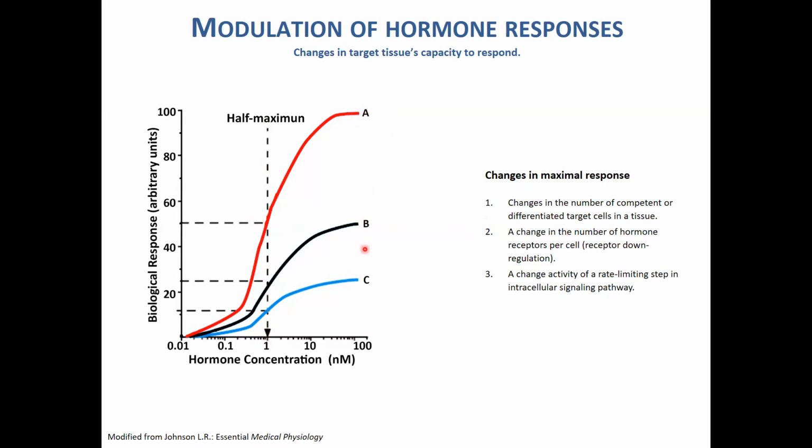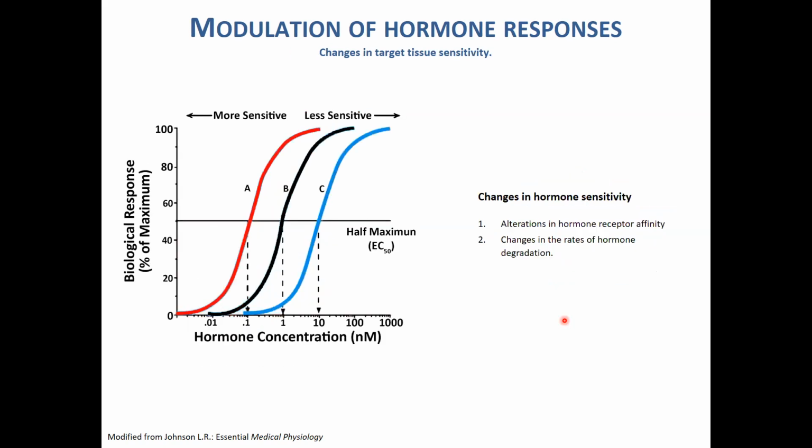And those differences are due to changes either in, like I said, the number of target cells, the number of hormone receptors, or a change in the intercellular signaling pathways. For instance, you may have an upregulation of an enzyme that decreases cyclic AMP, so it degrades cyclic AMP. You can also have changes in the target sensitivity.